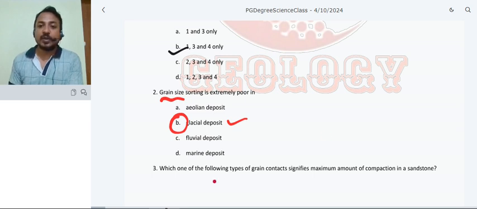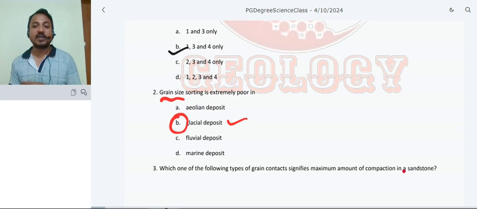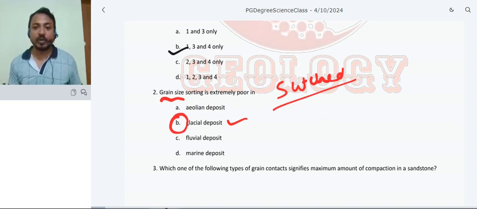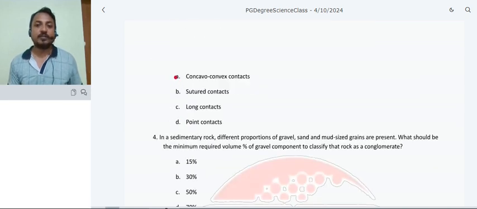Which of the following types of grain contacts signifies the maximum amount of compaction in sandstone? You have different types of contact in sandstone grains, like point contact, floating contact, long contact, concave or convex contact, then suture contact. Suture contact is the maximum contact, produced by solution or pressure solution. You see the options: concave or convex contact, suture contact, long contact, point contact. The suture contact represents the maximum compactness. So the answer will be suture contact.